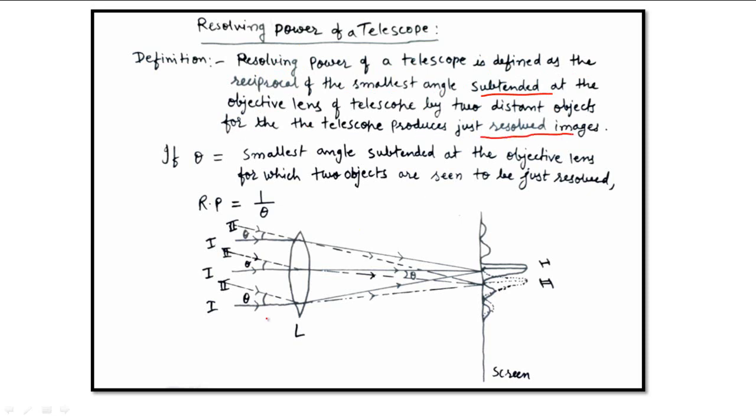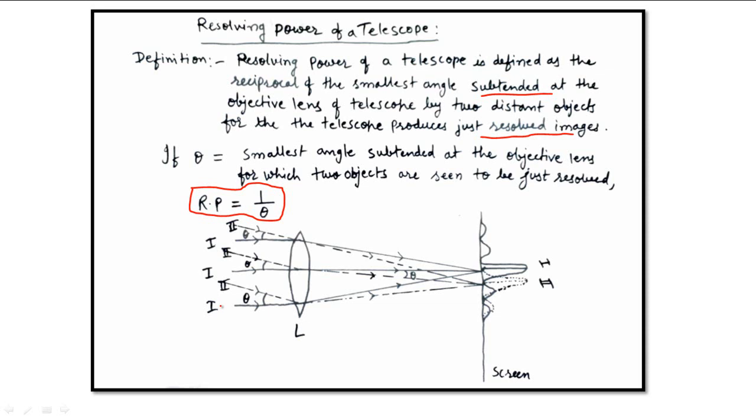just resolved images. It means that if there are two objects from which two sources of light are coming into the objective lens of the telescope, and theta is the angular separation between the two sources of light originating from two distant, say, stars, then the resolving power of the telescope is defined as the reciprocal of this angular separation, that is 1 by theta, so that it produces just resolved wavelengths on the screen. Just resolved means this satisfies Rayleigh's criterion for resolution of spectral lines.